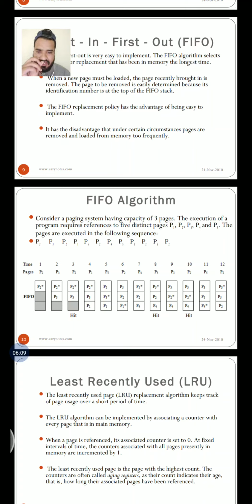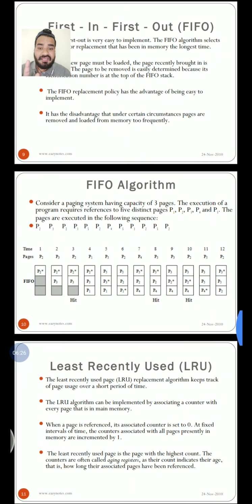In the sixth, I want to execute P2. So which page do I need to replace? I have in my paging system P2, P3, P1. I will replace P3 because P3 entered before P1. Clear? So I am swapping in and swapping out the pages on the basis of their first in, first out time.